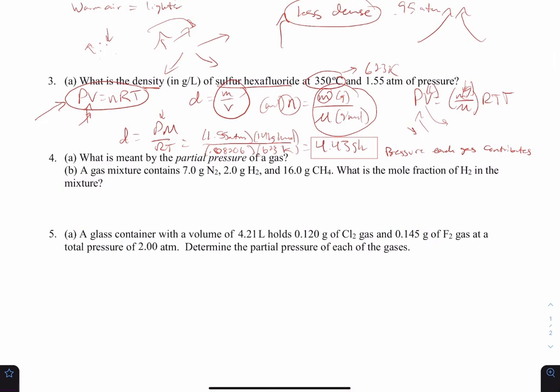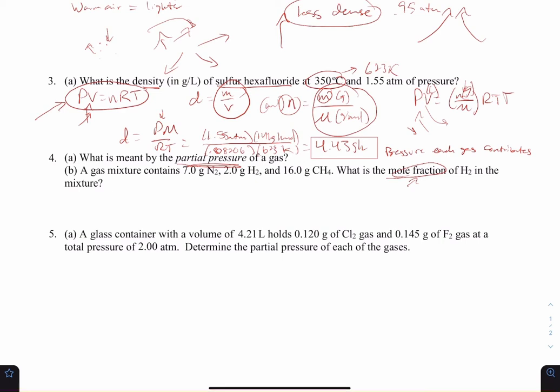So in part B, here's an example. It says a gas mixture contains 7 grams of N2, 2 grams of H2, and 16 grams of CH4. What is the mole fraction of H2 in the mixture? Now, the reason they're asking you what the mole fraction is is because this is one piece of the equation in finding an overall partial pressure. So we'll use that when we get to number 6 here, when we determine actual partial pressures.